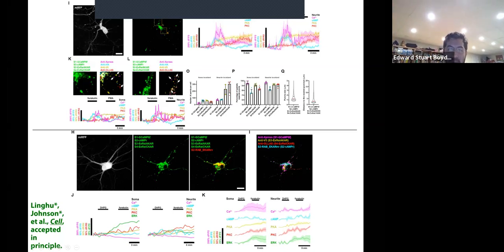And at the bottom, we add a fifth sensor, and we can then see five sensors at the same time. So we're very excited that we can now image potentially as many signals at once as you want in a living cell, just by expressing them at different parts of the cell.